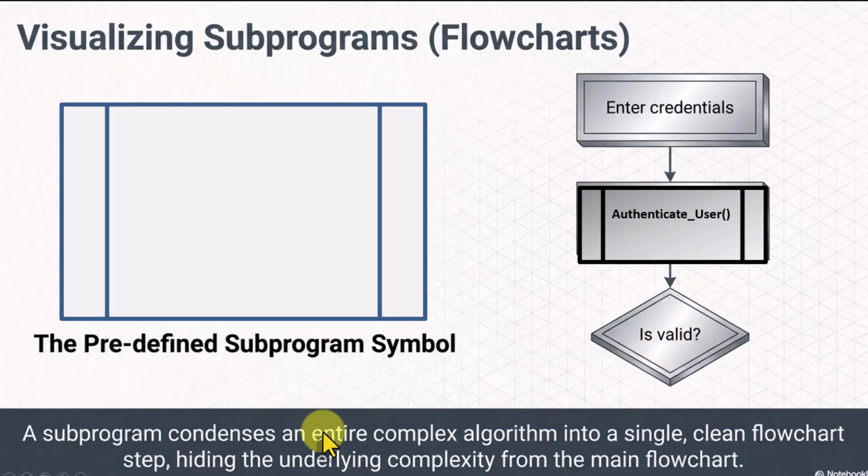So a subprogram condenses an entire complex algorithm into a single clean flowchart step, hiding the underlying complexity from the main flowchart. See, this authenticate user subprogram might be very lengthy, but in our main program we are simply using authenticate user. If that is correct, then after that do this. So it makes your logic more understandable.